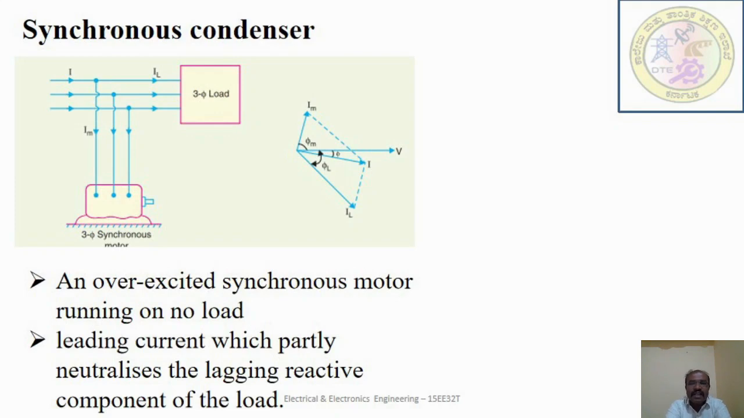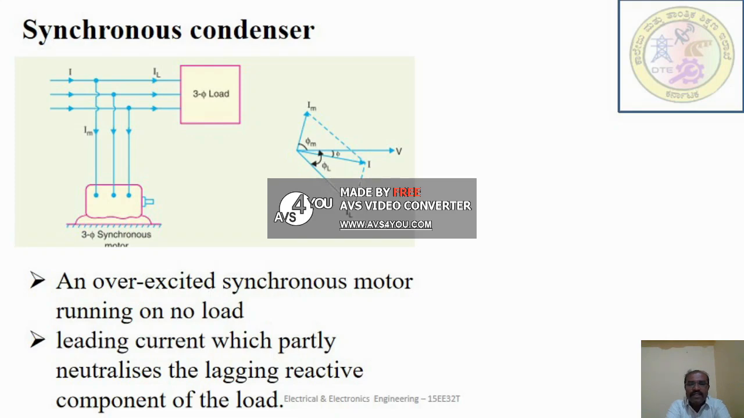Next is synchronous condenser. A synchronous motor takes a leading current when overexcited and therefore behaves as a capacitor. In definition, you can say an overexcited synchronous motor running on no load is known as synchronous condenser. When such a machine is connected in parallel with the supply, it takes a leading current which partly neutralizes the lagging reactive component of the load.